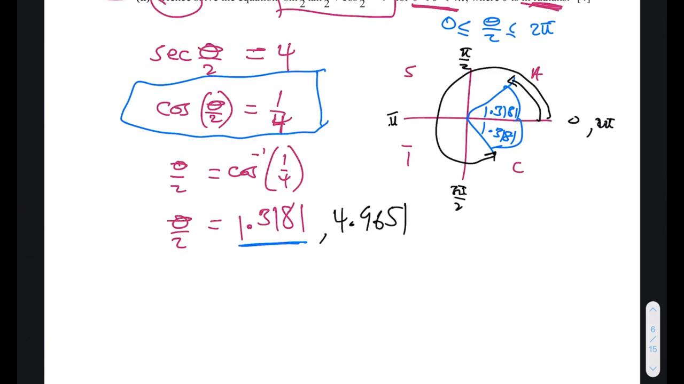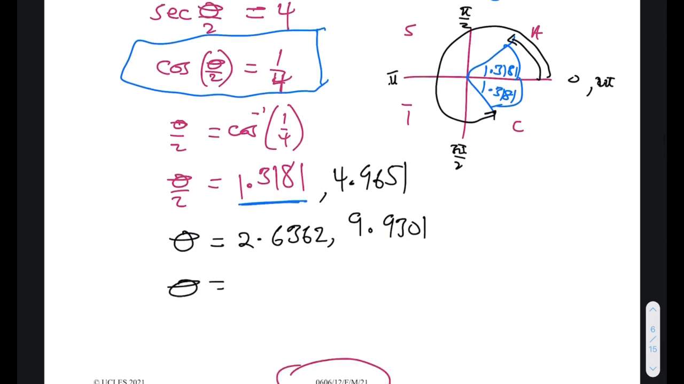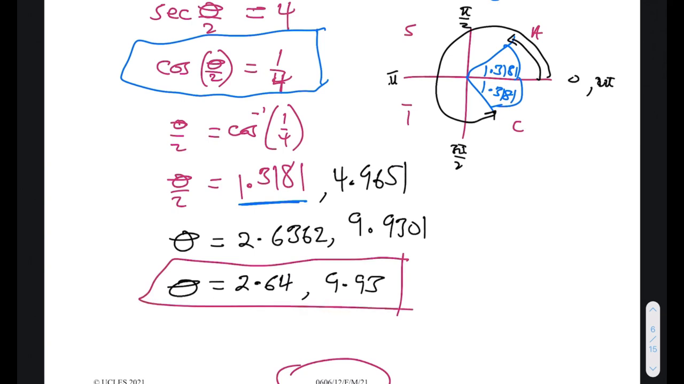Now for theta, I'll just multiply everything by 2 because I want to find theta. Since I have this particular one ready on the calculator, let me multiply that by 2. That would give me 9.9301, and then I'll do 1.3181 times 2, giving me 2.6362. All right, but you know Cambridge likes 3 significant figures. So I'll just write my final answer as this, and then as this. So I'm done right here.